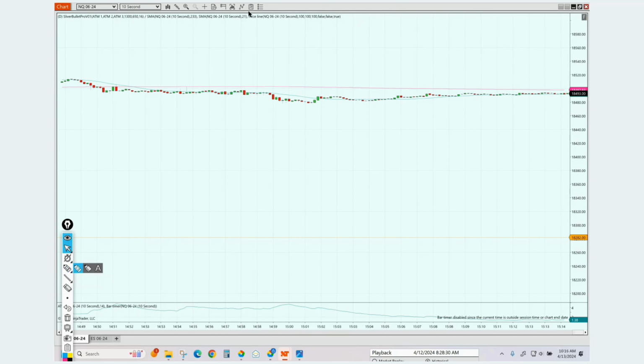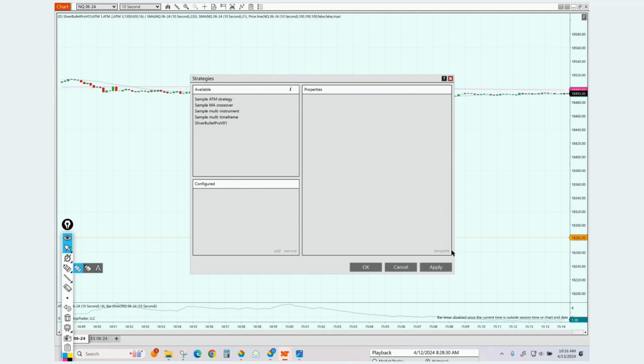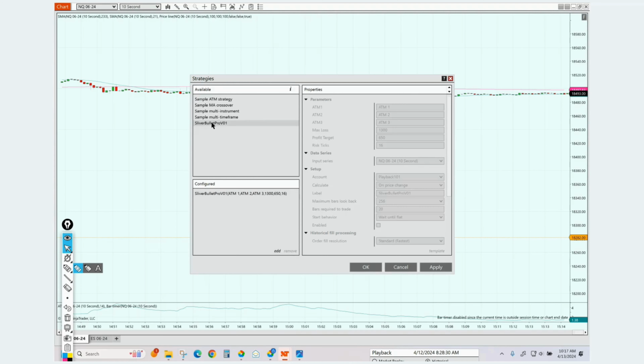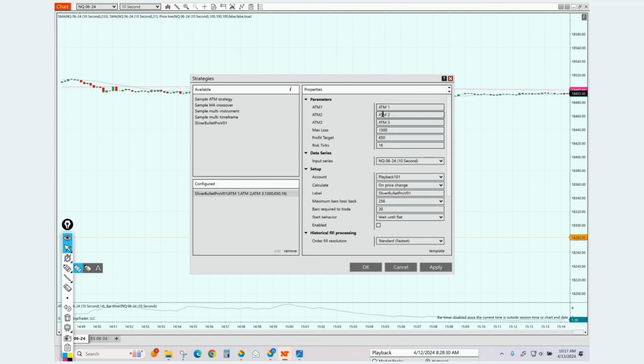Now I will load the software. I load Silver Bullet Pro, and there are different parameters with this software. This ATM 1, ATM 2, ATM 3, you see, these are basically automated trade management settings. Each ATM trades a different number of contracts: ATM 1, one contract, ATM 2, two contracts, three contracts. And each one has a different profit target. We typically go for 8 ticks of target. So ATM 1 has 8 ticks of target. ATM 2 has two different targets, one for each contract.